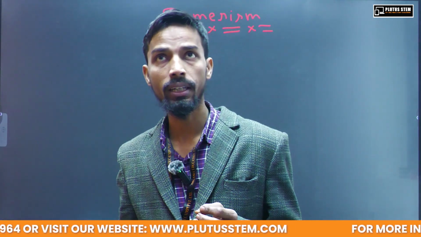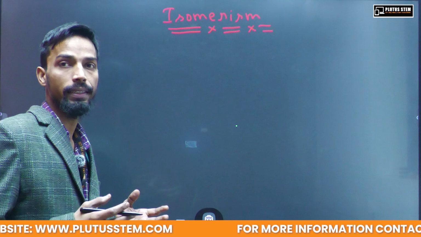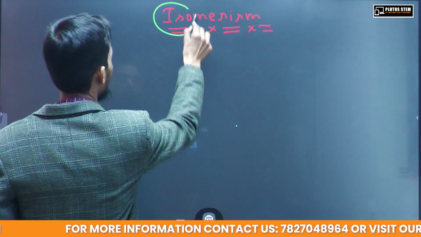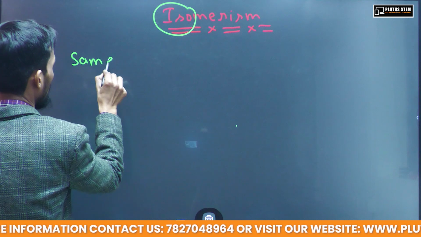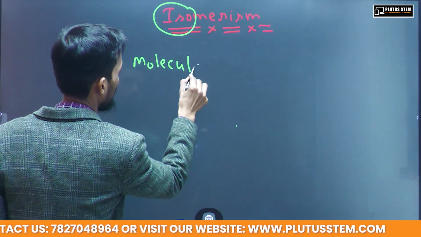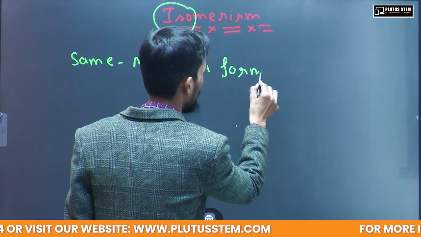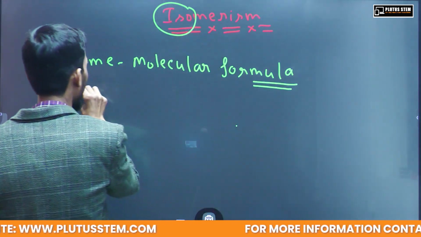So before going to the detail, we need to know what isomerism is. It is a phenomenon in which certain compounds possess the same molecular formula. The molecular formula is going to be the same.